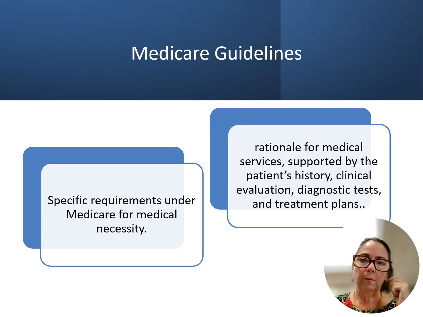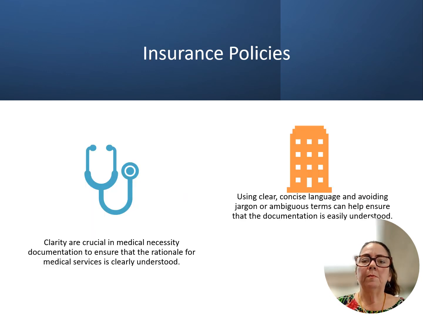In addition to Medicare, private insurers have their own guidelines and requirements for documenting medical necessity. These guidelines may vary between insurers, so it's important to be familiar with the specific requirements of the patient's insurance plan. Proper documentation should include the rationale for medical services supported by patient history, clinical evaluation, diagnostic tests, and once again, specificity and clarity are crucial in medical necessity documentation to ensure that the rationale for medical services is clearly understood, and also that coding is done to the highest level of specificity.